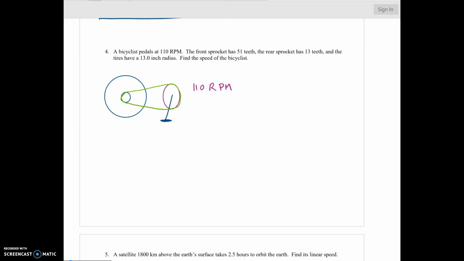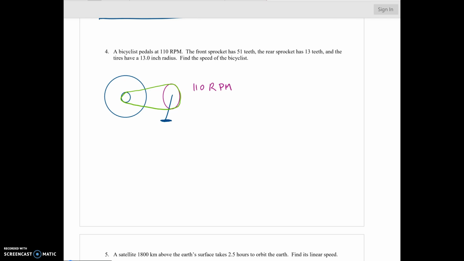Alright guys, so now let's talk about problem number 4. In problem number 4, a bicyclist pedals at 100 RPM. The front sprocket has 51 teeth. I'm going to call that the big circle, and the rear sprocket has 13 teeth. The tires have 13.0 inch radius. Find the speed of the bicycle.